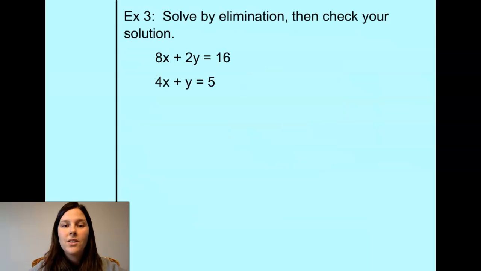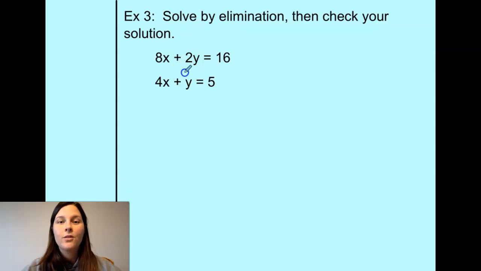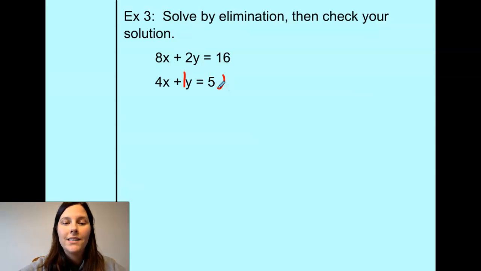All right, one more. This time, none of my coefficients match. I notice my x coefficients are 8 and 4, they don't match. My y coefficients are 2 and 1, they don't match. So what I need to do is multiply by something that isn't 1. I notice that 4 goes into 8 and 1 goes into 2. Since 1 and 2 are smaller, I'm going to look at making my y's cancel.